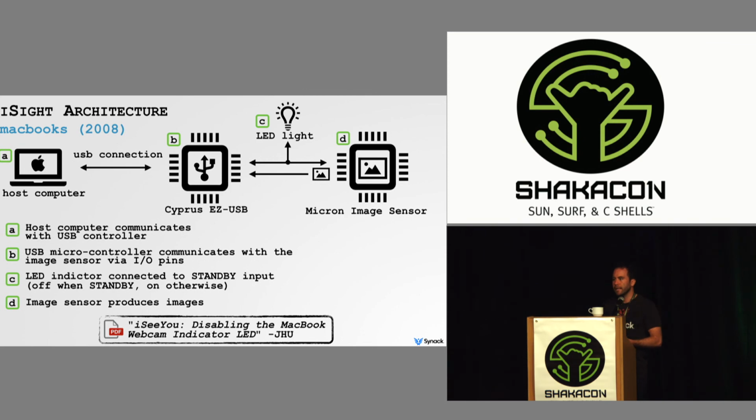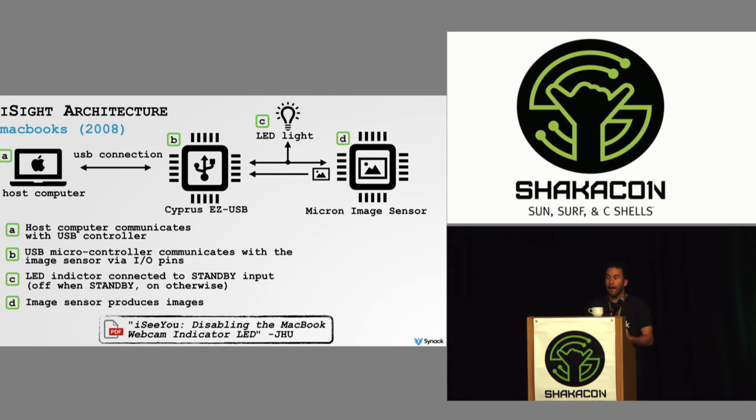In 2008, older MacBook models were found to be vulnerable to an attack that would allow the webcam to be activated and record the user without the LED indicator light going on. This was done by researchers at Johns Hopkins University. They wrote and released a paper titled iSeeYou: Disabling the MacBook Webcam Indicator LED. They had two pieces to this paper. They described the architecture of the webcam, and then described an attack that allowed them to turn off the indicator light but still capture frames off the webcam.